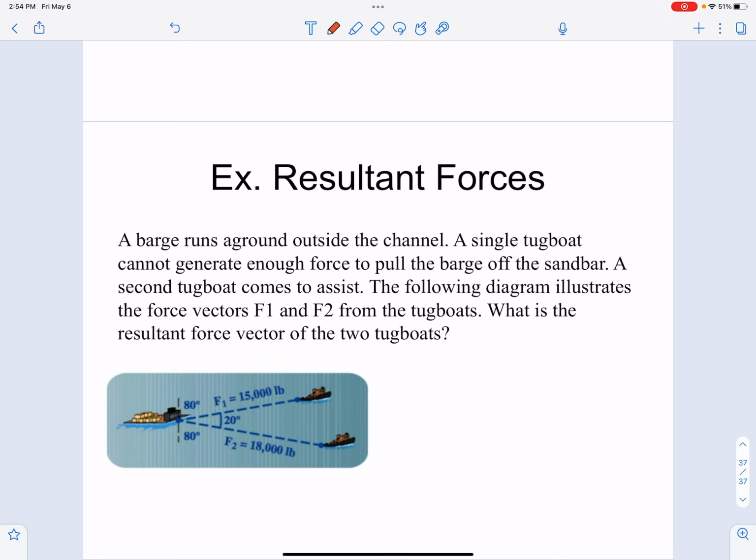Okay, and then resultant forces. We've given a picture. A barge runs aground outside the channel. A single tugboat cannot generate enough force to pull the barge off of the sandbar. A second tugboat comes to assist. The following diagrams illustrate the force vectors F1 and F2 from the tugboats. What is the resultant force vector of the two tugboats? So how much force is actually pulling on the barge?